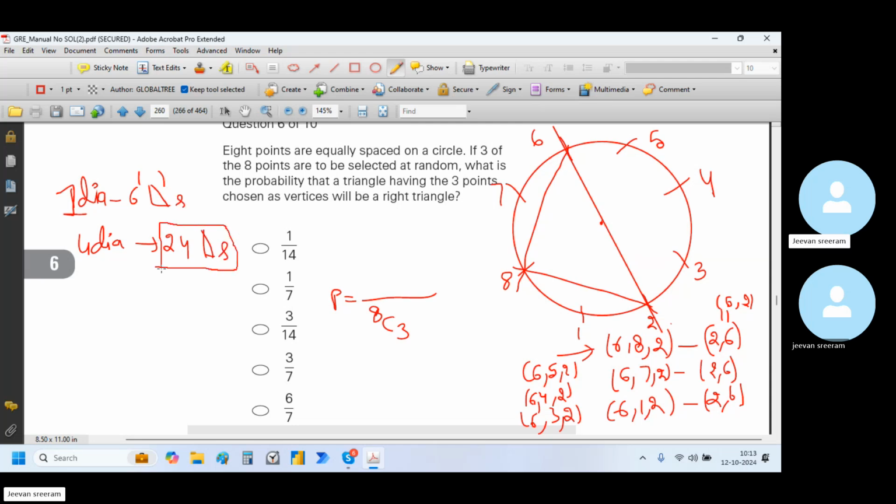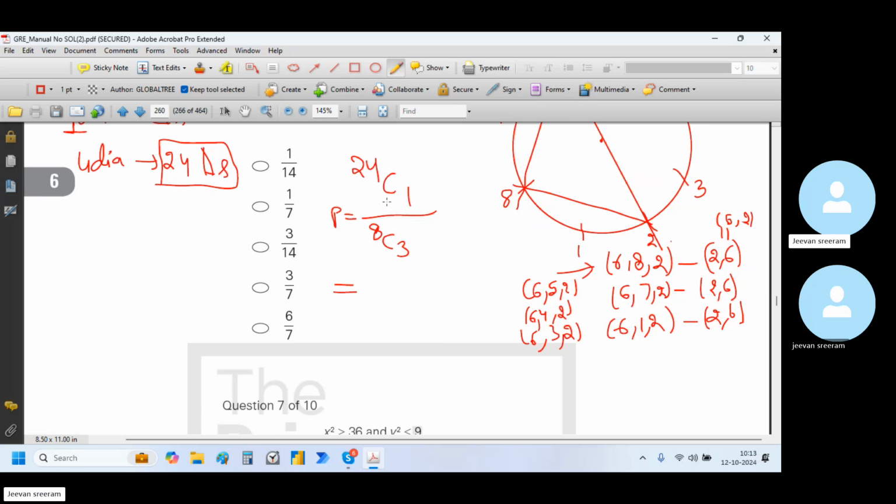So if the selected triangle should be a right angle triangle, the triangle must come from these 24 right triangles, right? So picking one triangle from 24 triangles, picking one right triangle is nothing else but picking 3 points, like 652, 642, right? That's how we got the favorable outcomes, 24C1 over 8C3. 24 divided by 8 into 7 into 6 divided by 1 into 2 into 3.